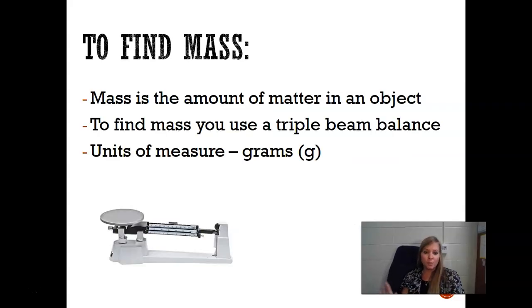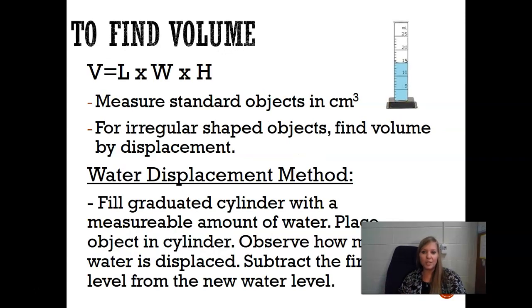So let's just make sure we're good with mass and volume. Remember, mass is the amount of matter in an object. To find mass, you're going to use the triple beam balance, and we're going to measure this in grams. This is a picture of a triple beam balance, and you should be good with that one.